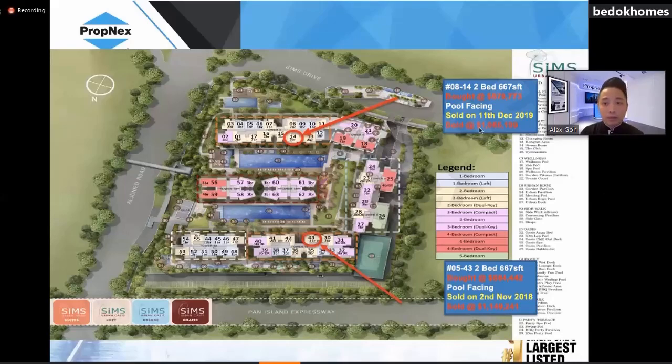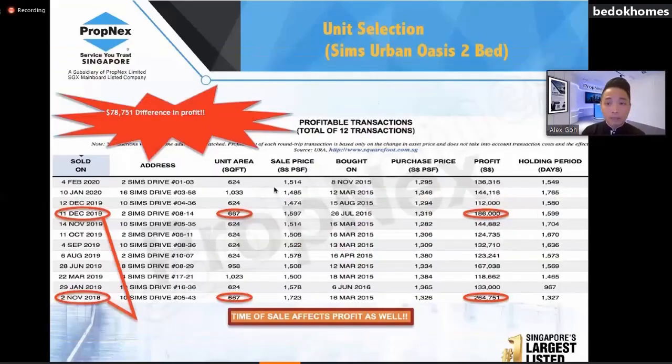One of them is sold at 1.065 million. One of them is sold at 1.149 million. So you look at this, one of them makes 186,000. The other one makes 264,000. Exactly the same type of unit, same layout, everything the same. So why is this happening?